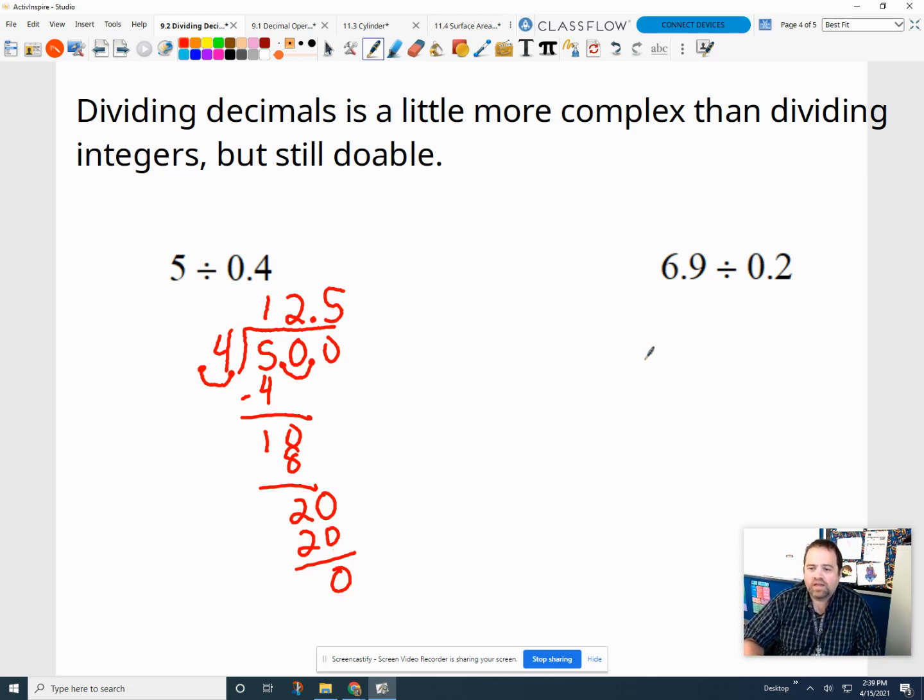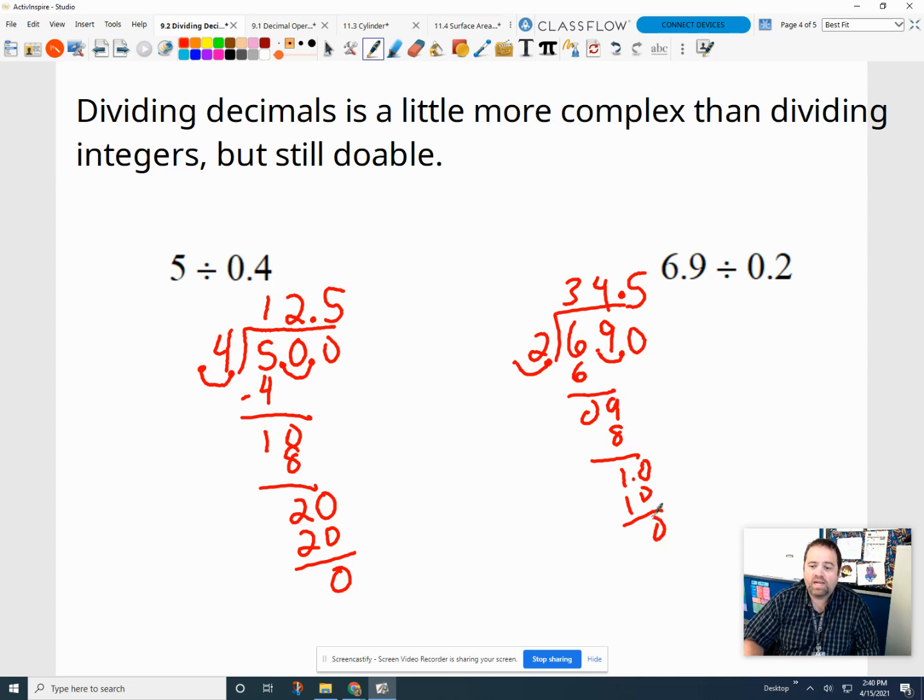Okay, same thing here. I am taking 6 point, whoops, I need some more room. Come on, there we go. 6.9, I'm going to divide that by 0.2. So that's going to become just 2, and that's going to become 69. That decimal point slides right up into my answer, and then I'm just going to work it out. 2 goes into 6 3 times. That's 6. So 0, bring down the 9. 2 goes into 9 4 times. That's 8. 1. I need to bring down another 0 to keep working. 2 goes into 10 5 times, and I'm done. Again, no remainder.